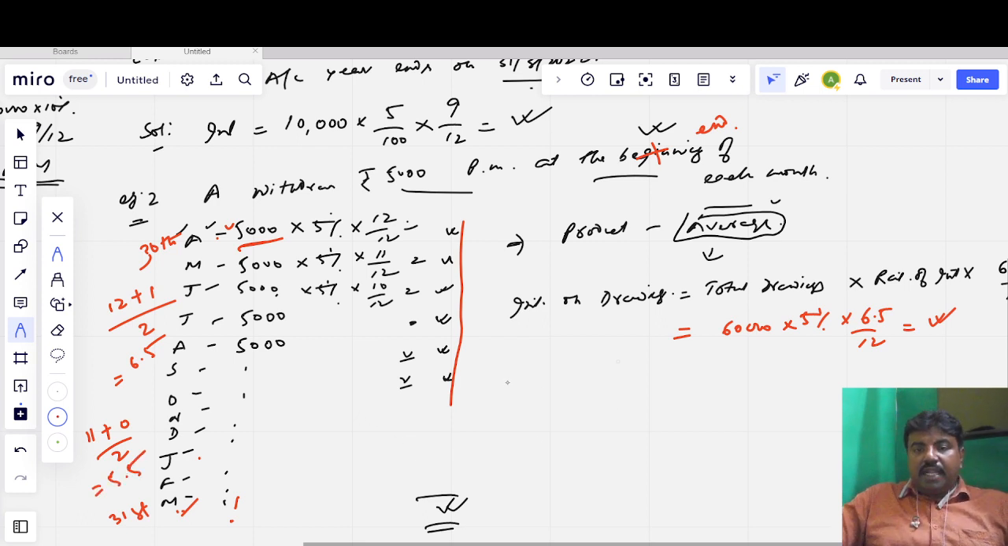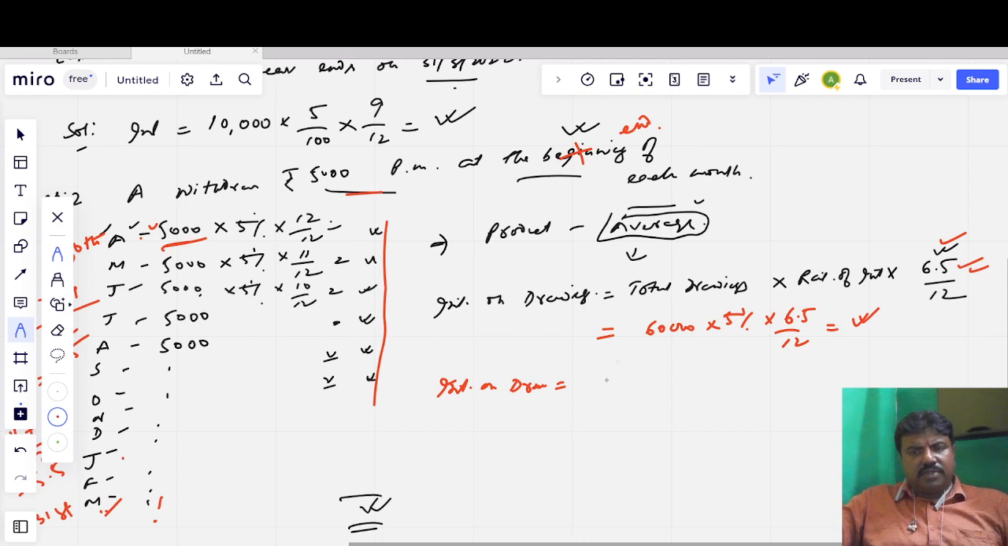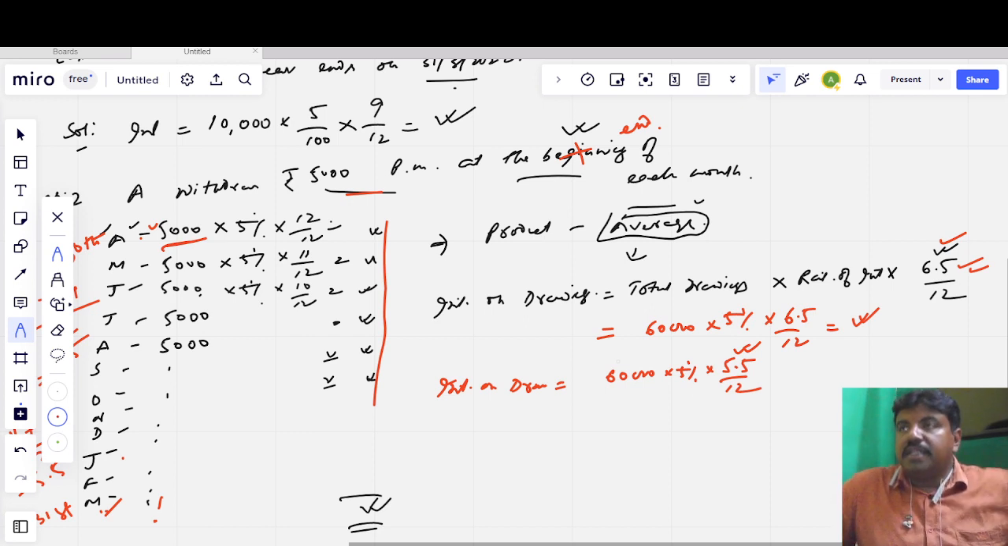So when a certain amount is drawn at the end of each month, you have to calculate interest on drawings like this: interest on drawings equals total drawings 5,000 into 12, 60,000, into rate of interest 5% into 5.5 by 12. This way you have to calculate the average period. What is the rule for calculating the average period? From the date of first drawing to the year ending, and from the date of last drawing to the year ending, total that period and divide by 2. You will get the average period.